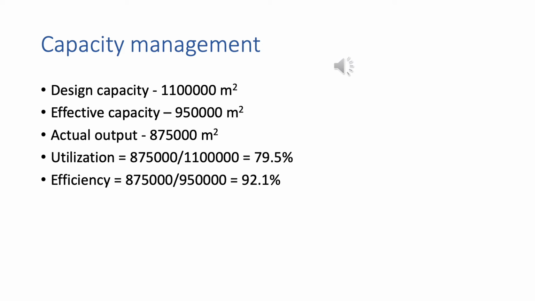So we can calculate utilization. It will be 79.5%, and efficiency will be much higher, 92.1%. The utilization rate dropped due to issues with COVID-19 and subcontractors. However, efficiency is still high, and the efficiency rate gradually increases year by year due to applying lean principles in the company.